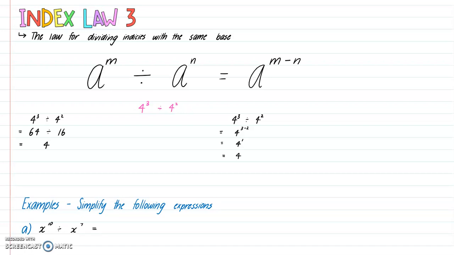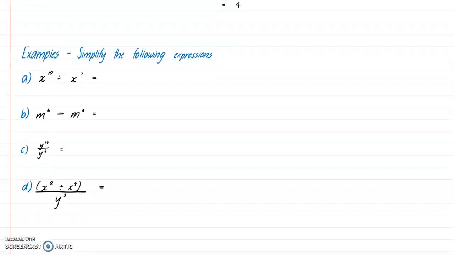Alright, now we're going to have a look at some examples, and the instruction is to simplify the following. So let's have a look at A. x to the power of 10 divided by x to the power of 7. Our law tells us we need to subtract the exponents. So x to the power of 10 minus 7, or x to the power of 3. Let's have a look at B. m to the power of 6 divided by m to the power of 5. We're subtracting those exponents, so m to the power of 6 minus 5, which is equal to m to the power of 1, or we can get rid of that 1 and just write m.